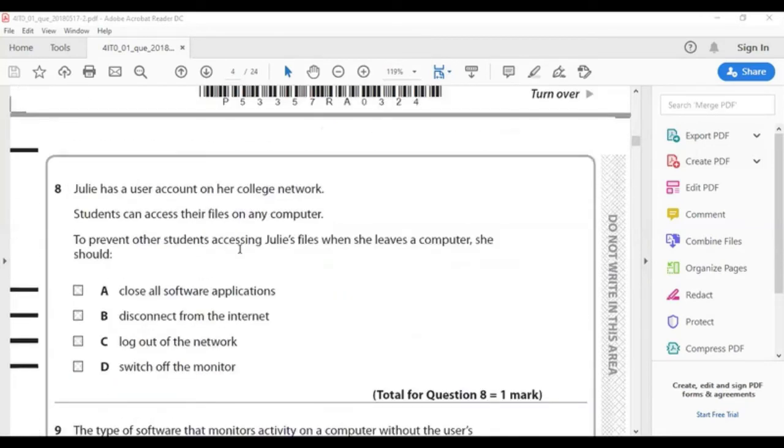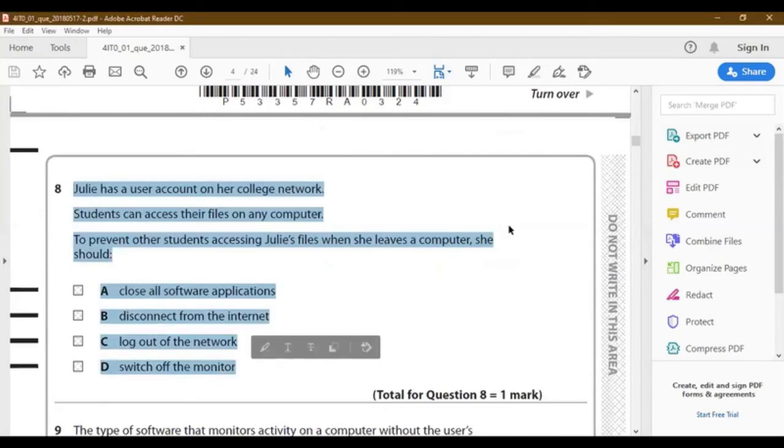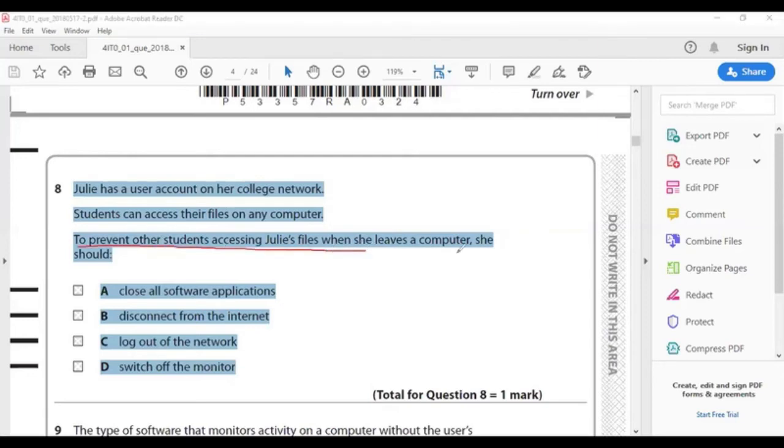Okay, this one. Usman, go ahead. Julie has a user account on her college network. Students can access their files on any computer. To prevent other students accessing Julie's files, when she leaves, what should she do? Close all applications. Yeah. A.